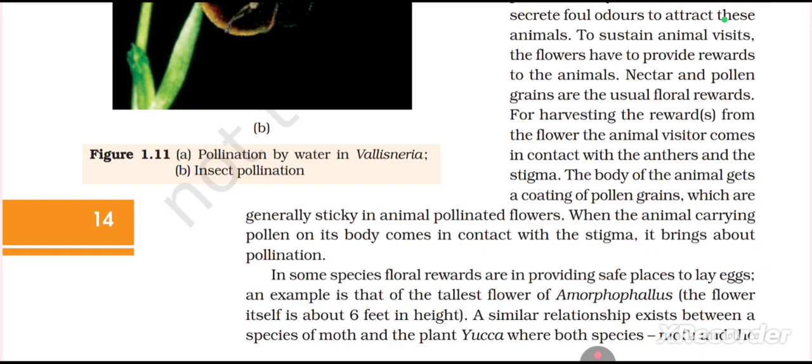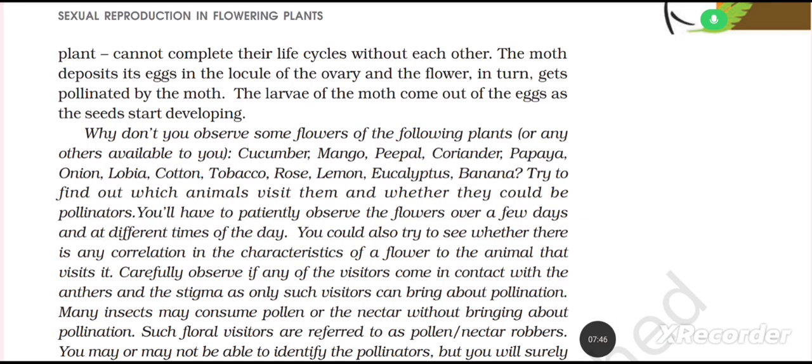An example is that of the tallest flower of Amorphophallus. The flower itself is about 6 feet in height. A similar relationship exists between a species of moth and the plant yucca, where both species, moth and the plant, cannot complete their life cycles without each other. The moth deposits its eggs in the locule of the ovary and the flower, in turn, gets pollinated by the moth. The larvae of the moth come out of the eggs as the seeds start developing.